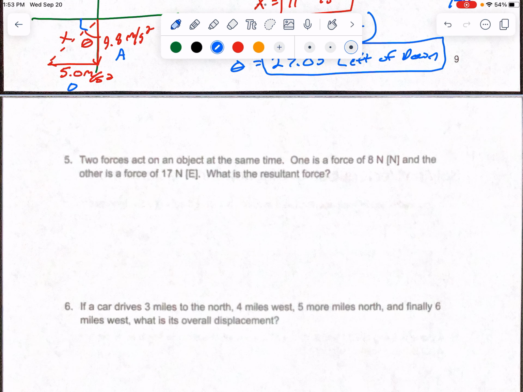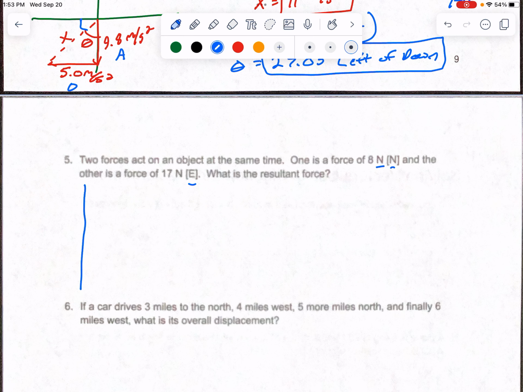5, two forces act on an object at the same time. One is a force of 8 N. That just means newtons. Okay, so that's not telling you it's going north. Okay, the unit for force is newtons. So it is going 8 newtons north. And the other force is going 17 newtons east. So again, that's not northeast. That just means we're going 17 newtons east.